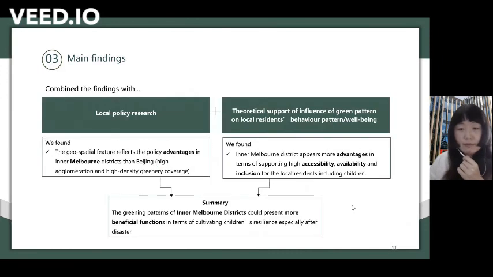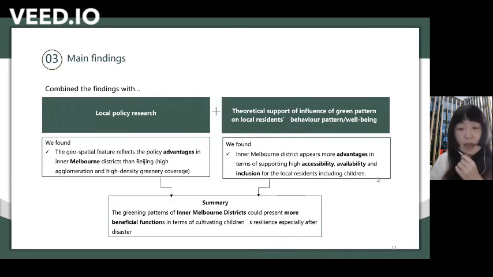After the analysis of these parameters, researchers combined them with local policy and human behavior theories, respectively. Then there are two major findings. Number one, the geospatial feature in inner Melbourne districts could reflect more powerful policy advantages than Beijing, such as providing more dense greenery coverage with more chance for the local young generation to use.